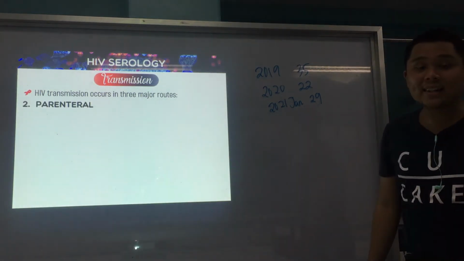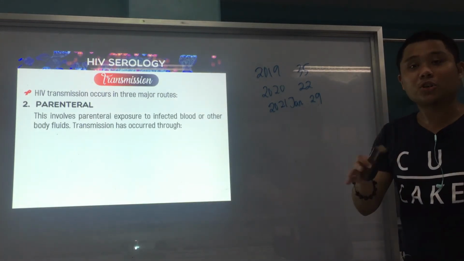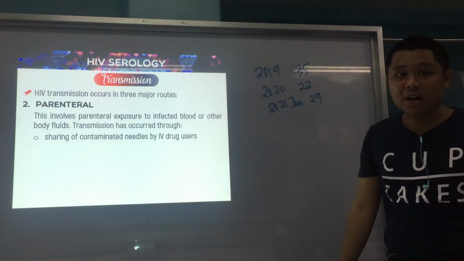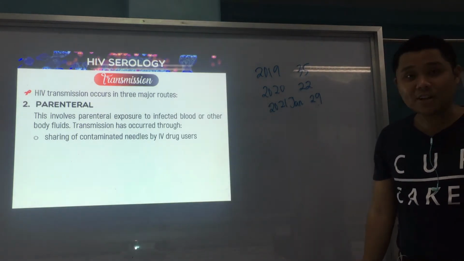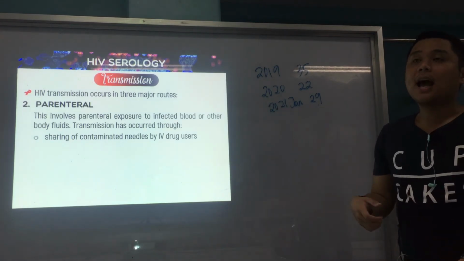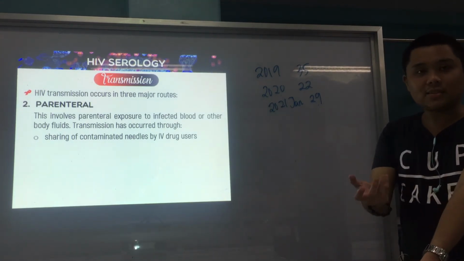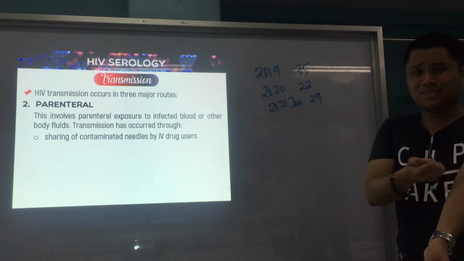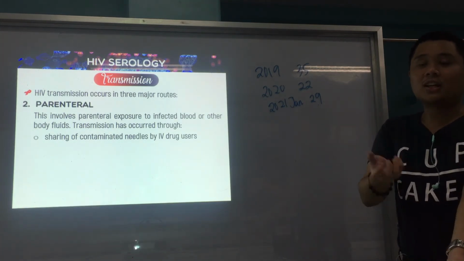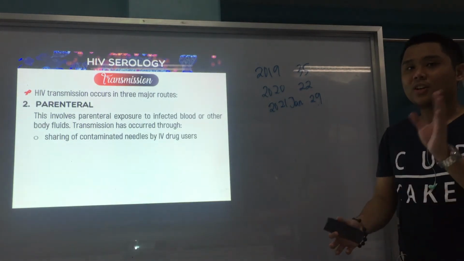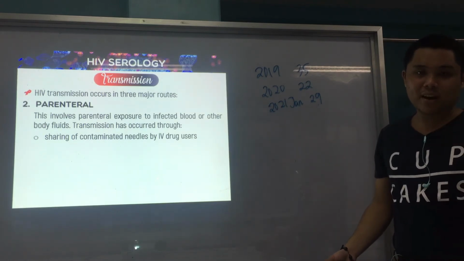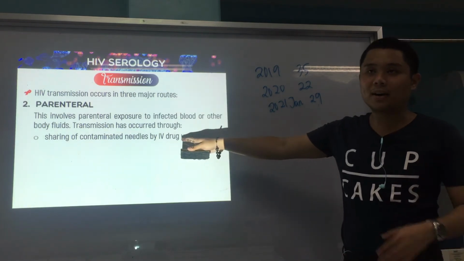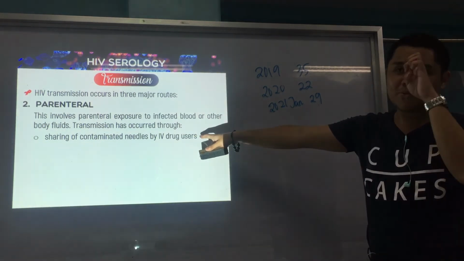Number 2 is, of course, parenteral. When we say parenteral, it's an exposure to your body fluids. Transmission has occurred most commonly through sharing of contaminated needles by IV drug users. Drug users usually use syringes to inject the drug, and they share the syringe from one person to another. So, of course, they're sharing the blood of the HIV-infected person. That is the most common situation in the parenteral route of HIV infection.